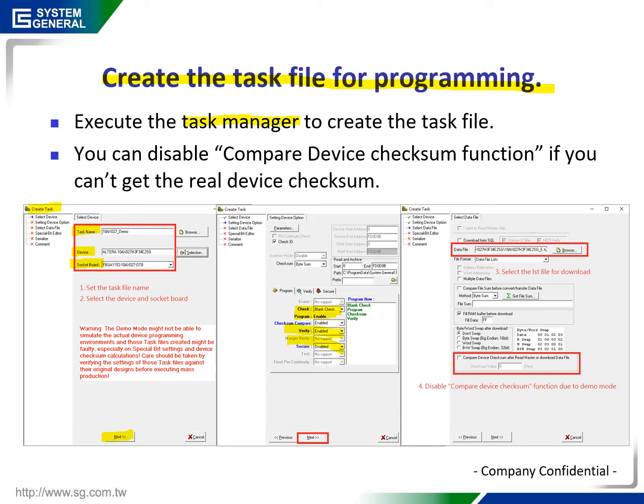Okay, so in the third stage, you have to specify the data file list path via this function. Then if you run the demo mode to create the task file, please disable the checksum compare function. Otherwise, when you initiate the task file, the GUI will show you a checksum compare error, because you do not get the real device checksum via the demo mode.